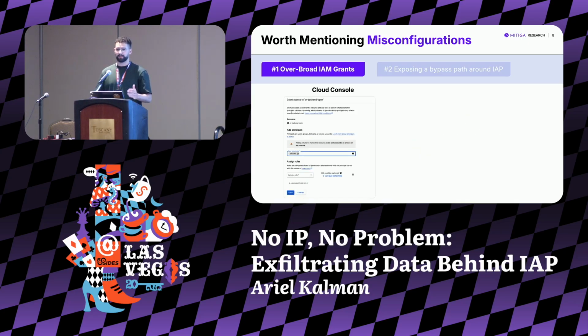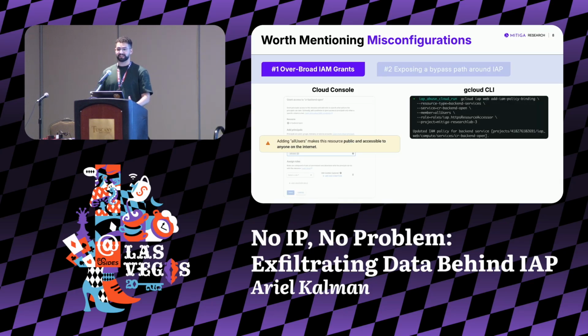This is how it looks in the platform when you make this misconfiguration. Here you can see a screenshot of the Cloud Console, and you can see me adding the allUsers member type to the list of users that can access the application. When I do that action, I get a warning saying adding allUsers makes this resource public and accessible to anyone on the internet. However, when I do the exact same thing via the gcloud CLI, I get no warning, and the operation just executes quickly. So it emphasizes how easy it is to make such mistakes that effectively disable the IAP.